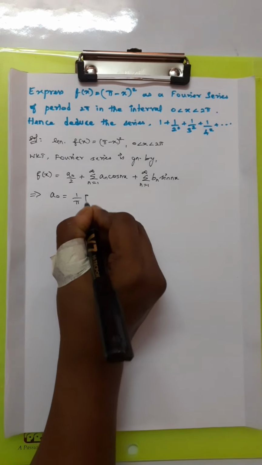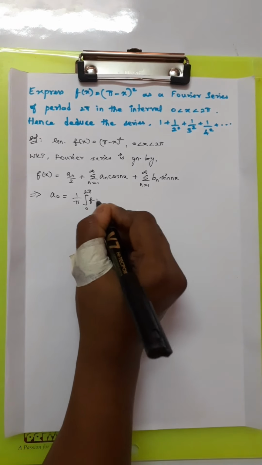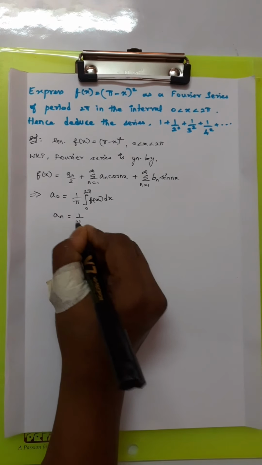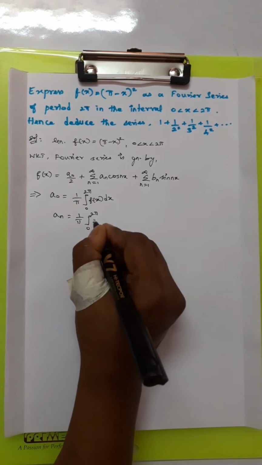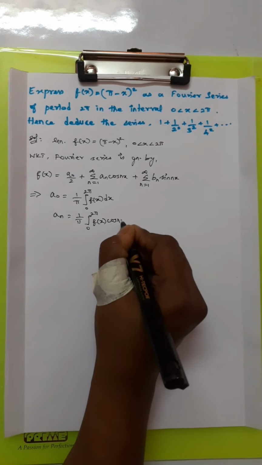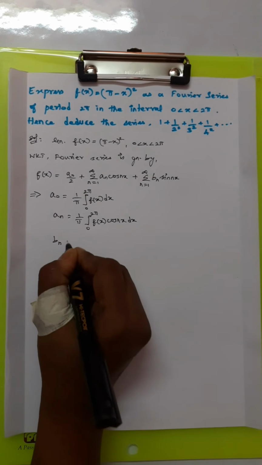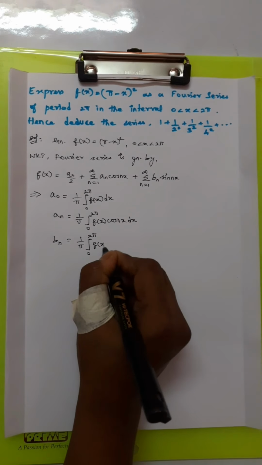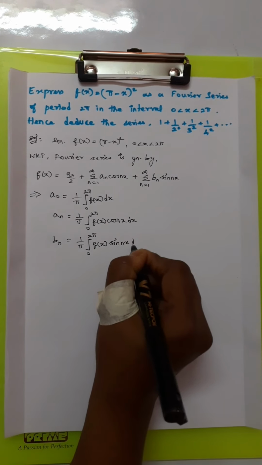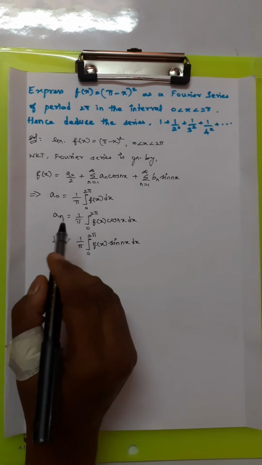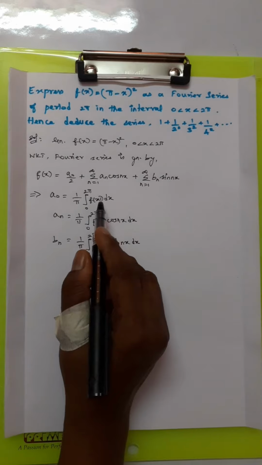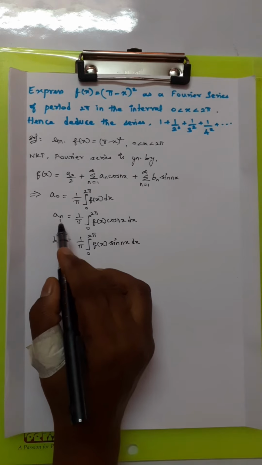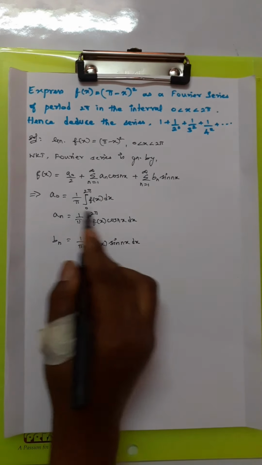by pi integral 0 to 2 pi f of x dx. An is equal to 1 by pi integral 0 to 2 pi f of x cos nx dx, and bn is equal to 1 by pi integral 0 to 2 pi f of x sin nx dx. And here a naught is nothing but putting n is equal to 0 gives a naught on both sides. In the formula of an, when we put n is equal to 0, we get the formula to find a naught.